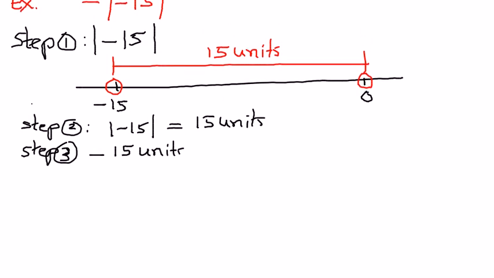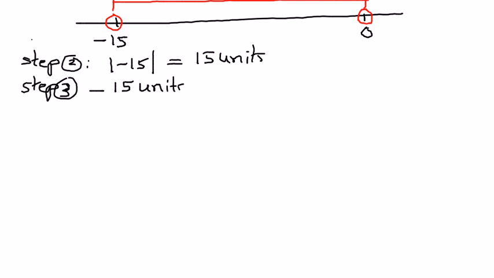Let's look at another example. Before we go, in this example, I want to state something. The absolute value of 0 is going to be 0 units. The absolute value of 0 is 0 units.